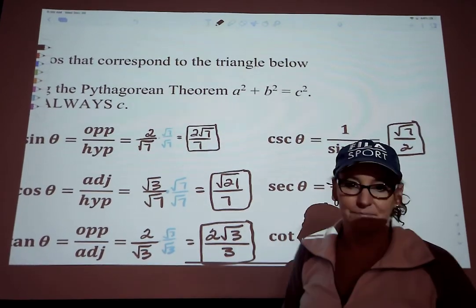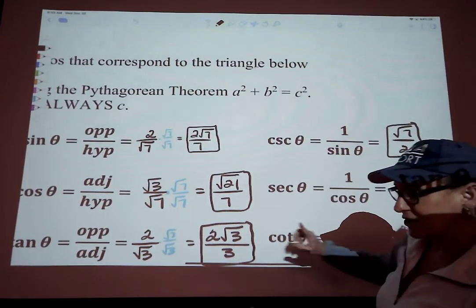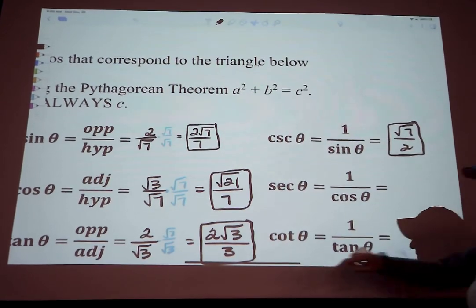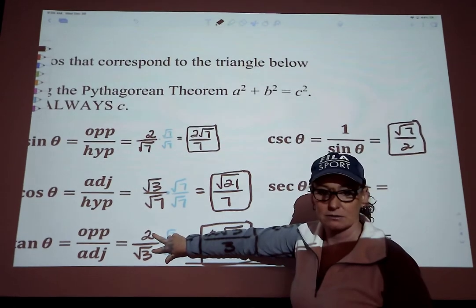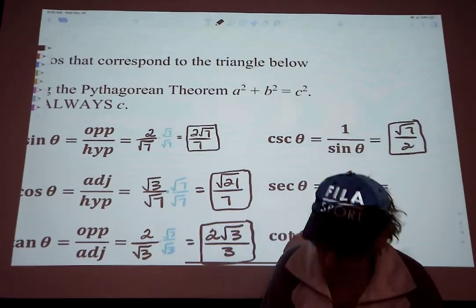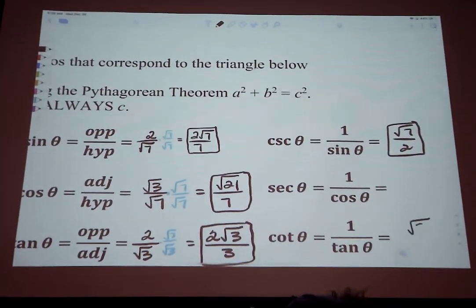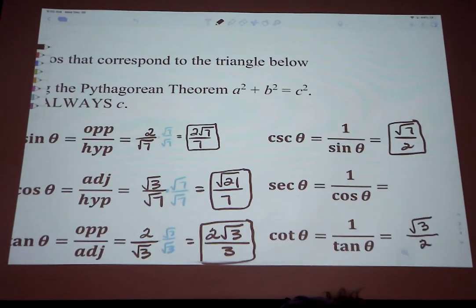Easy. Let's skip down to cotangent because that one's going to be the same. Ready? Cotangent. Do you want to turn this one upside down? Or do you want to turn this one upside down? I'd rather turn this one upside down. Radical 3 over 2.